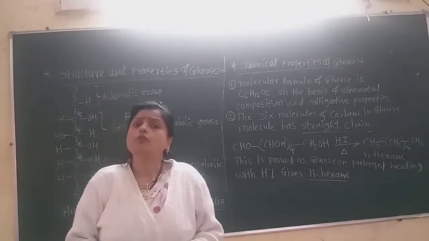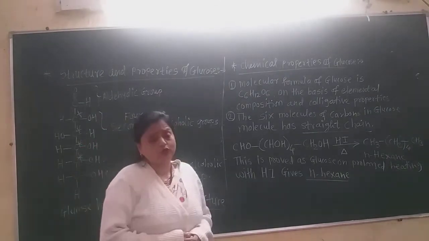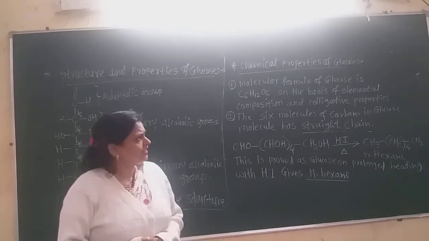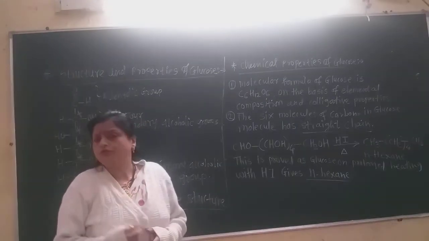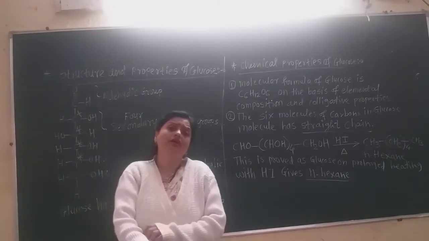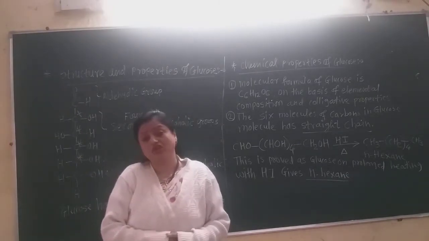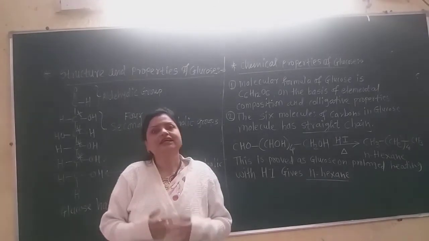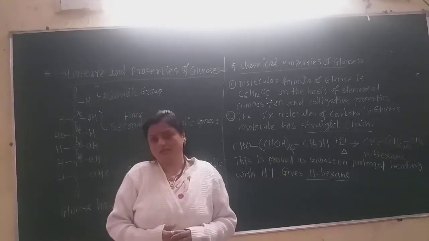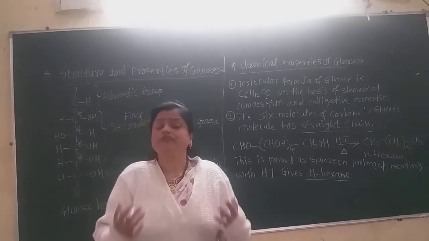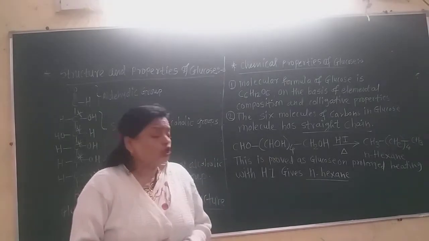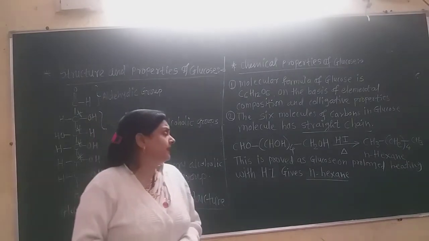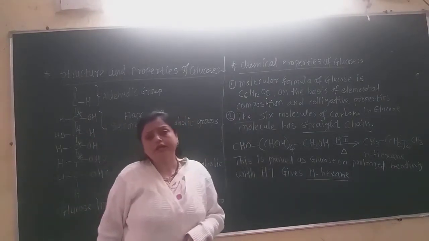Now the molecular formula of glucose, C6H12O6, is proved on the basis of elemental composition and by using colligative properties. We know that boiling point elevation, freezing point depression, osmotic pressure, etc. are colligative properties with which we can calculate the molecular weight of any substance, and after that we can draw the structure also. So glucose has the molecular formula C6H12O6.